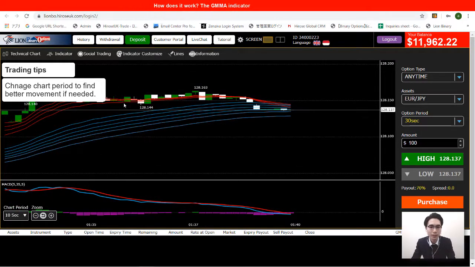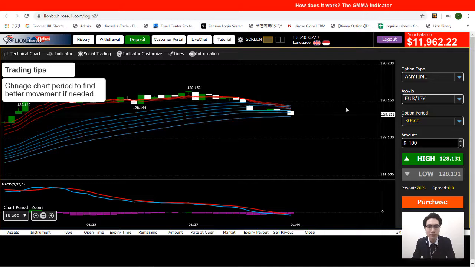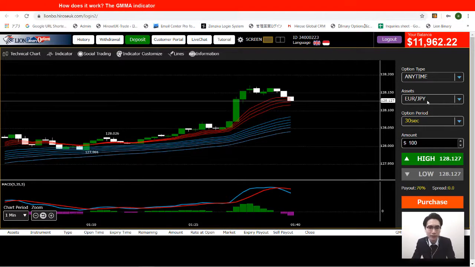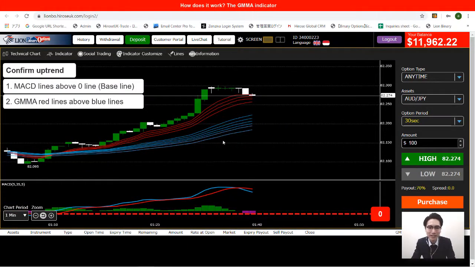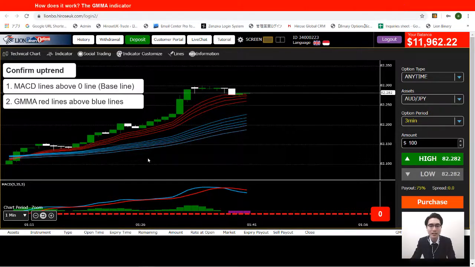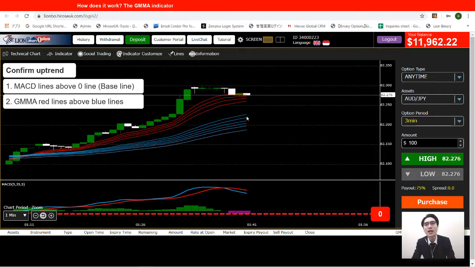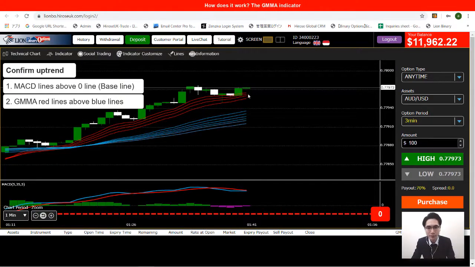So let's try to change the chart period. We'll go to the chart period and change it to the 1 minute chart, at the bottom left corner. Okay, there we go. Now we still see a pretty nice uptrend here. You see the two lines in MACD are above the zero line, and in the GMMA the red lines are above the blue lines, and it's going upward overall. So now I can see that the market is in an uptrend.